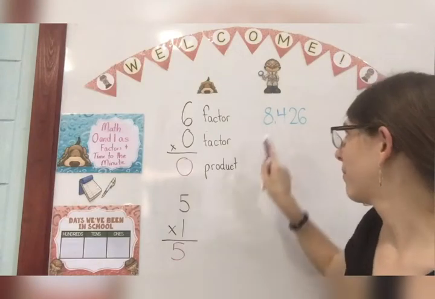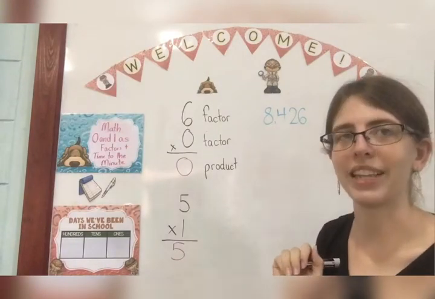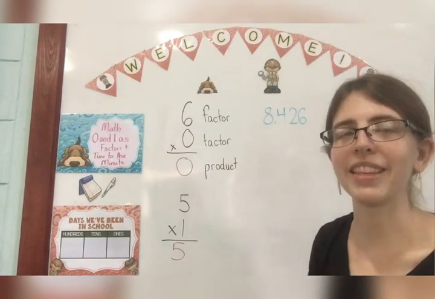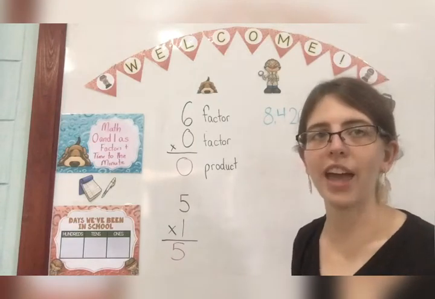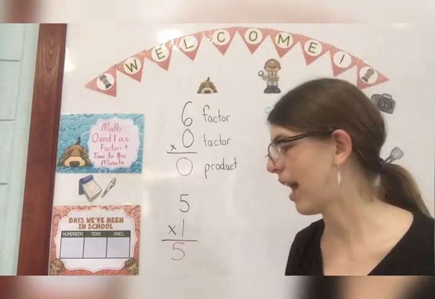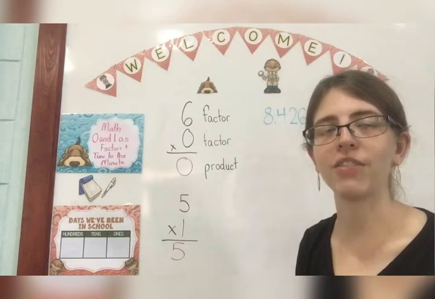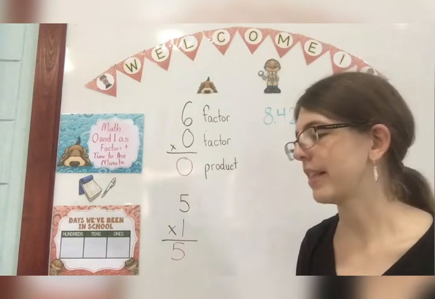Look at this number here, 8,426. We can write this number in something called expanded form. To do that, I want you to take your page. You should have page 10. If you need to pause your video and get page 10 out, and a pencil.